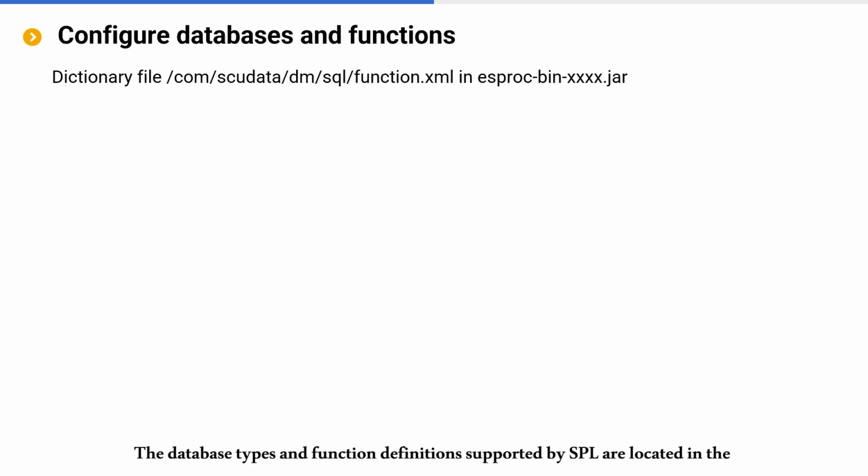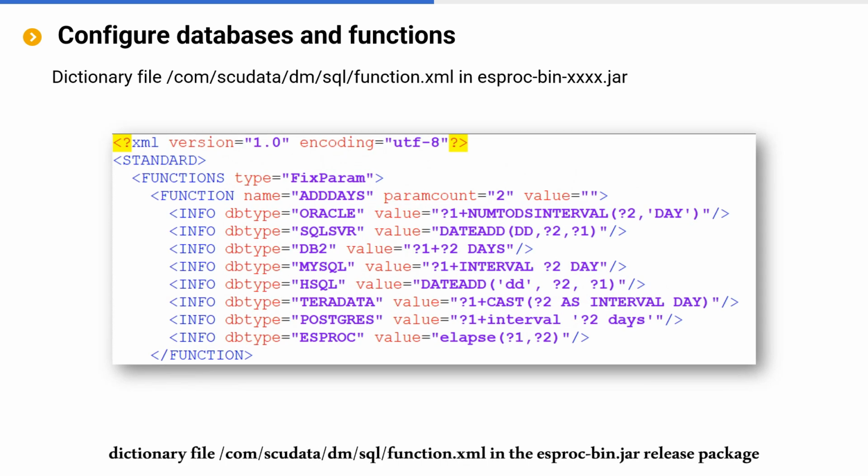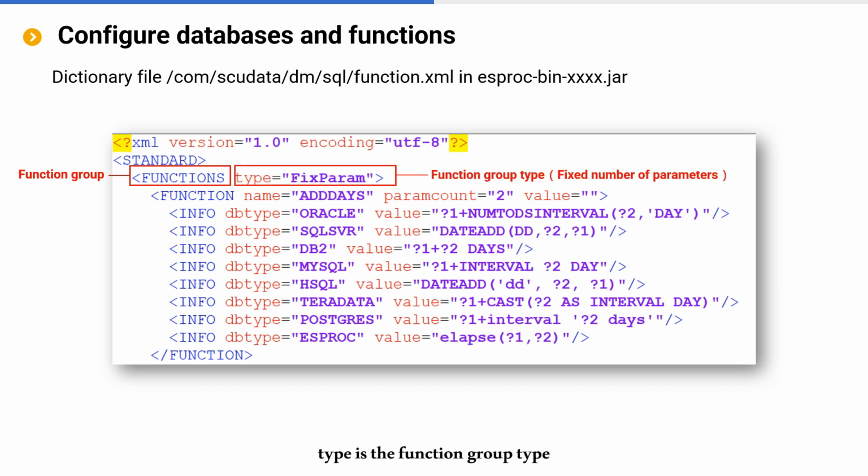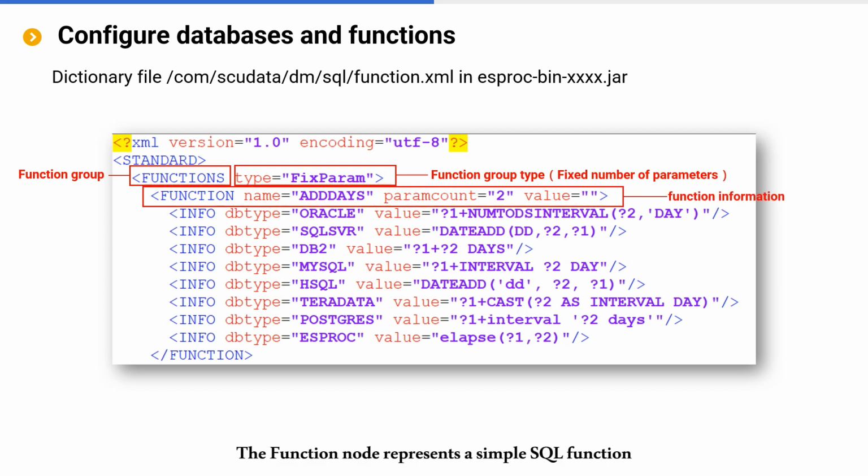The database types and function definitions supported by SPL are located in the dictionary file com.sqd.im.sqlfunction.xml in the sbrkbin.jar release package. The functions node represents a function group, type is the function group type, and fixparam represents a function group with a fixed number of parameters. The function node represents a simple SQL function, where name is the function name, param count is the number of parameters, value is the default value when translating the function, and an empty string indicates no need for translation.